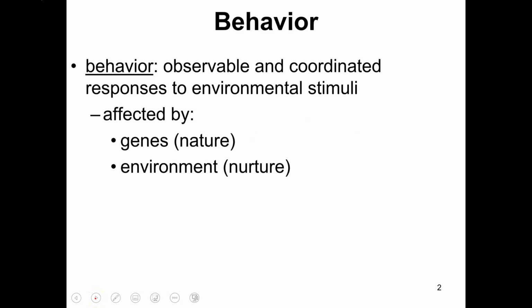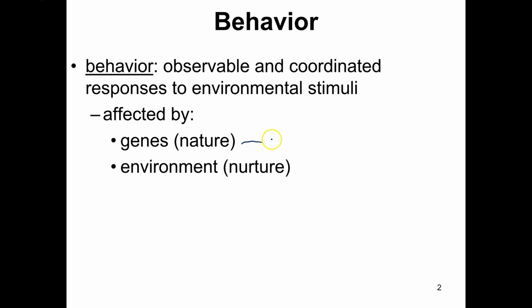That's very exciting, right? In chapter 33, we're going to be looking at behavioral ecology. So, what is a behavior? It's an observable and coordinated response to environmental stimuli. That's what behavior is. And there are two major factors that affect behavior: nature, or your genes.